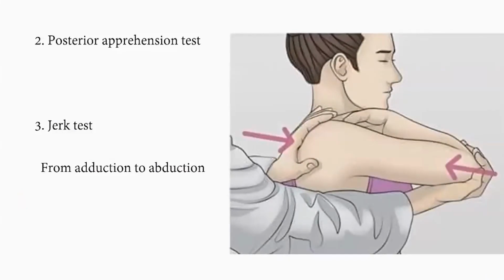Also, we have here the posterior apprehension test. The examiner stands behind the patient, where a posterior directed force is applied to the elbow, and the shoulder is in 90 degrees of abduction with the elbow flexed and the shoulder in full internal rotation. With the other hand, the examiner feels the subluxation of the humeral head, and a positive test is a palpable subluxation or dislocation, apprehension of impending dislocation, or pain that reproduces the patient's symptoms.